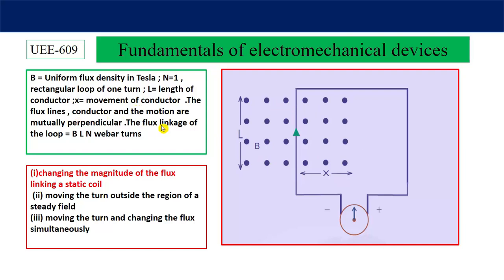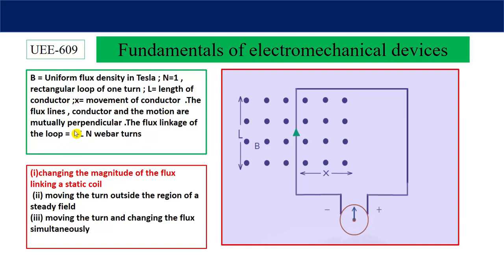Then the flux linkage of the loop is equal to B into L into N Weber turns. So this is a very important relationship. You have to recall this one many times, so keep it in mind. Flux linkage is BLN Weber turns.